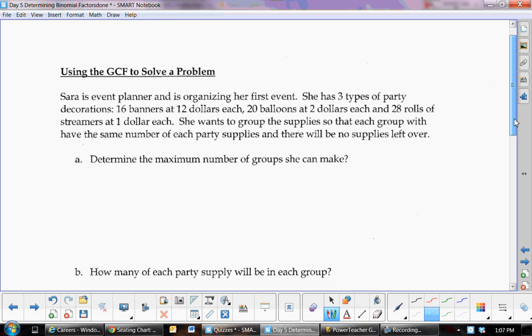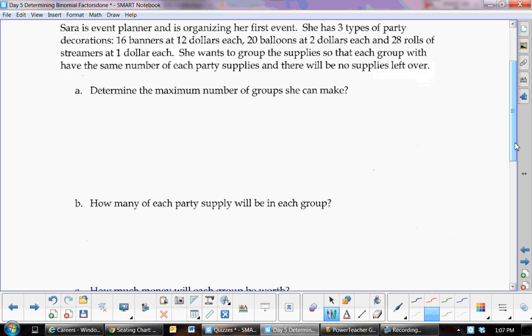Now this one's just one of those word problems, right? So Sandra's an event planner, and she's organizing her first event. She has 3 types of party decorations. So let's just circle the types. We got 16 banners, 20 balloons, and 28 rolls of streamers. And don't worry about the prices right now, because we can figure that out later. What she wants to do is make piles, okay? And all piles have to be equal, because she's going to distribute them.